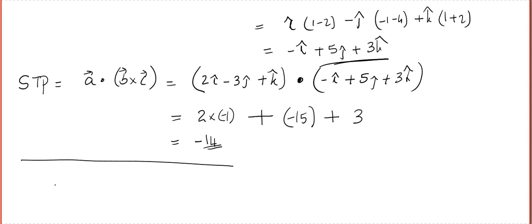Okay, now we go for the formula method. The formula method to find the STP, by the way, we denote the STP by box A, B, C.